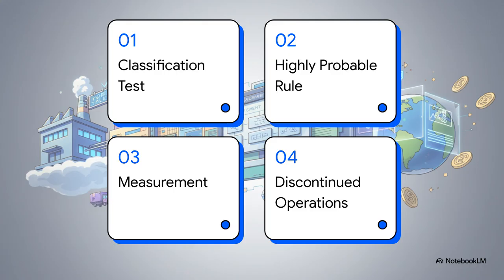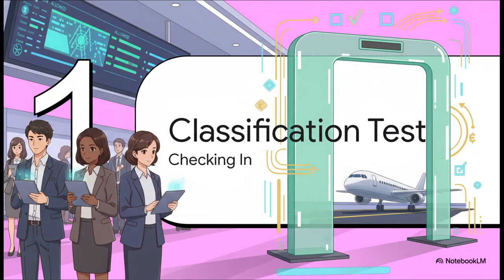Here is our roadmap for the day. First up, the classification test. Second, the highly probable rule. Third, measurement and impairment. And finally, presentation and discontinued ops. Let's get right to it. Section 1, the classification test.